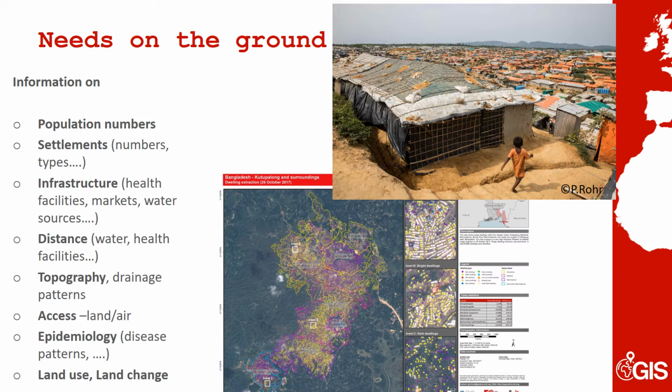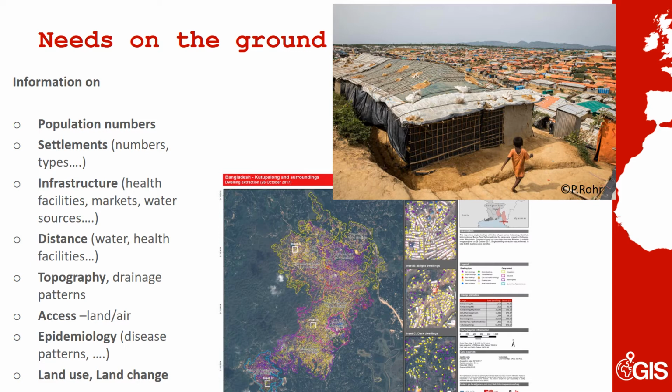We need information on infrastructure: are there health facilities, hospitals, markets, water sources, whatever is there. We need to know the distance, for example, to water sources and health facilities. Information on topography, drainage patterns, access: can we reach the patients, can we reach the population? Are there any specific diseases there, and if so, the disease patterns, and linked to disease patterns, very often it's land use and land change. So very often MSF is working in places where there's a lack of information on population.